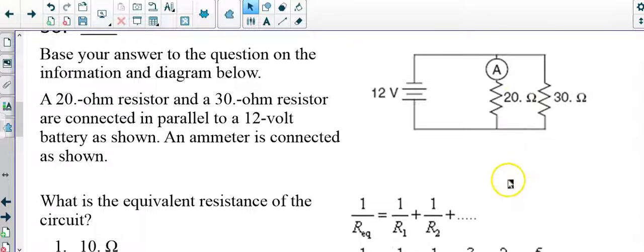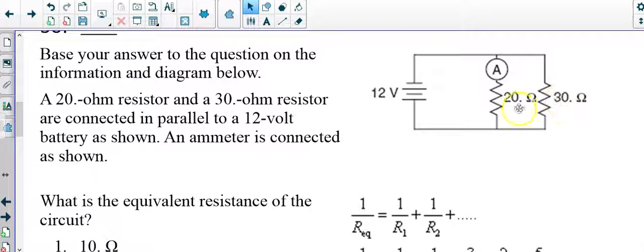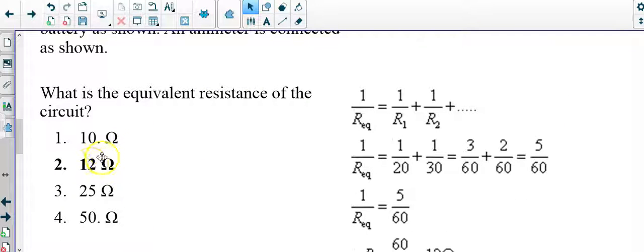And if you had to choose in a multiple choice problem like this one, you would know that you could pick the 12 directly, because you know that for 10 ohms to be the answer, they would have to be multiples of each other, and they're not. And then 12 is close to half, and 25 is not, and neither is 50.